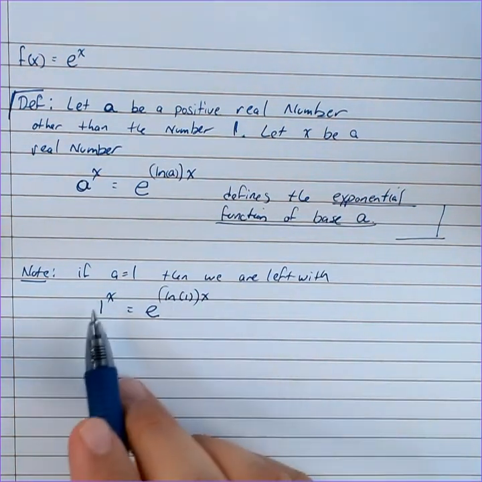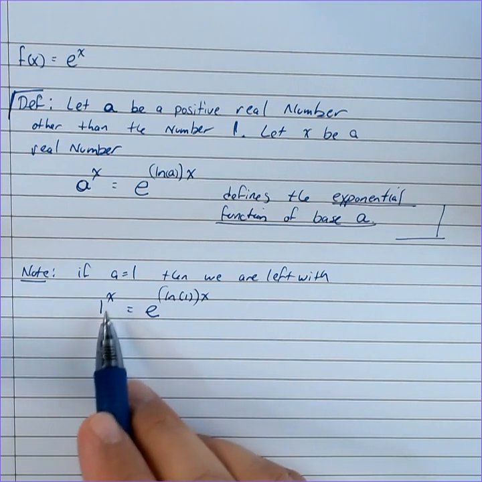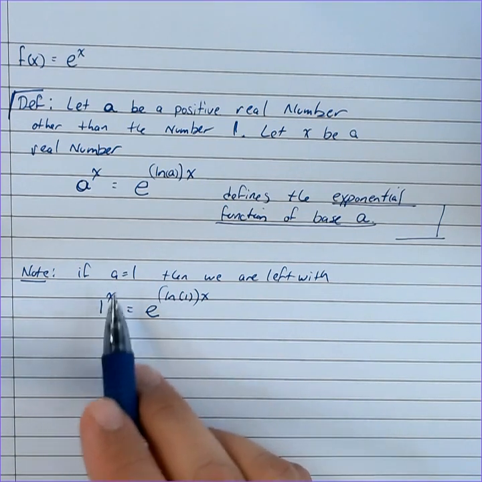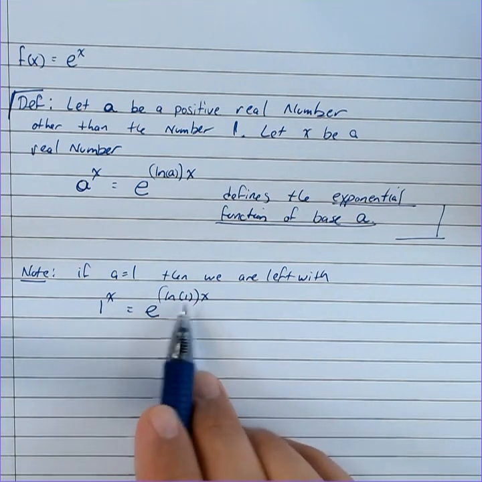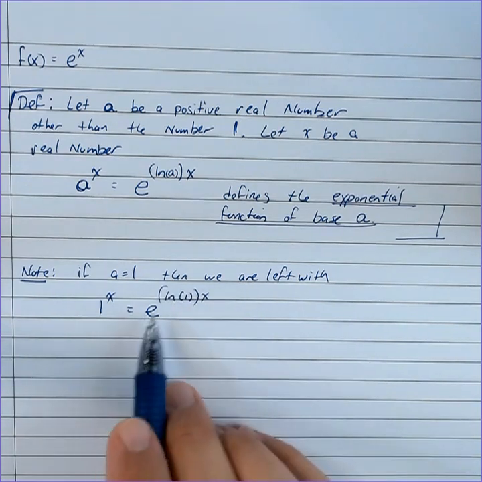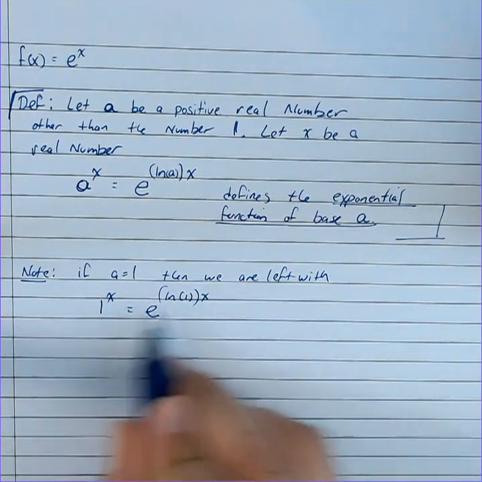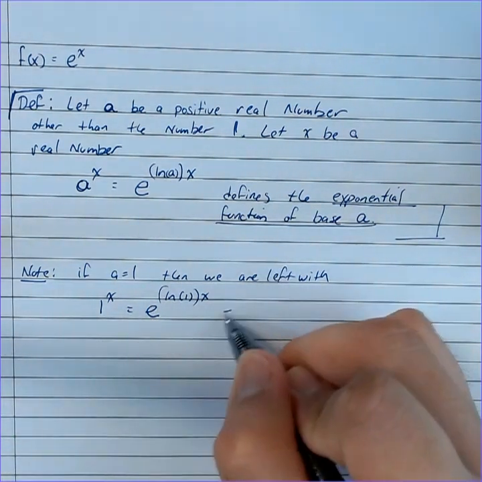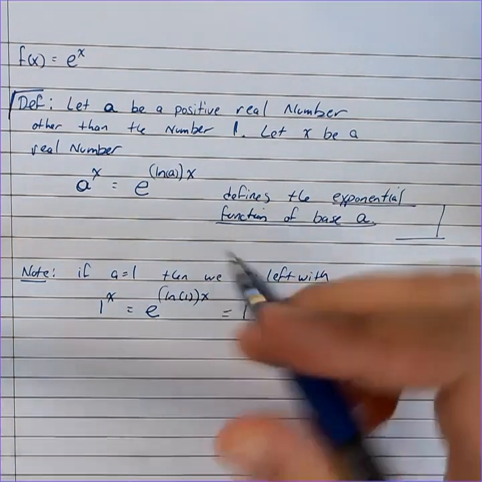And either way, 1 to the first power, 1 to the second power, 1 to the third power, 1 to the fourth power, 1 to any power is just the number 1. If you look at it using this expression, the natural log of 1 is 0. 0 times anything is 0. And e to the 0 will always be 1. So here, regardless of how you want to look at it, this is not ever going to change. It's always a constant value of 1.